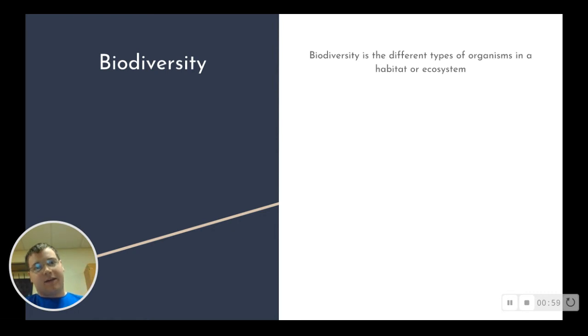For example, in the forest you have all these different animals and all these different plant species. You don't go into a forest and see a full forest of one species or one plant. It's multiple together, and that's what biodiversity is. It's just different types of organisms, plants and animals in one habitat and or ecosystem.